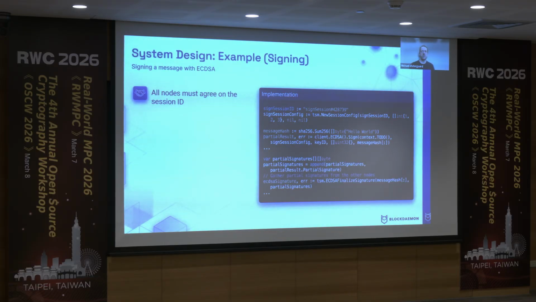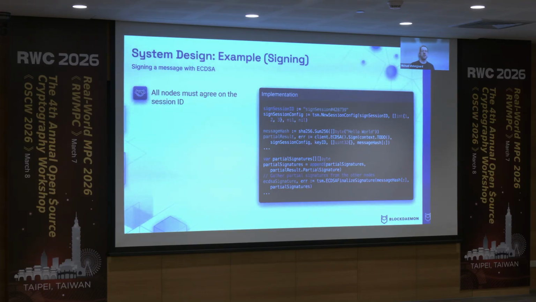You hash a message you want to sign, hello world in this case, and then you call the sign functionality on the ECDSA client. You give the session config, tell it what key you want to sign with. If you want to use BIP32 to derive a key from this master key, you can specify the derivation path here. Here it's just empty, and then you give the message hash. So same thing as before.